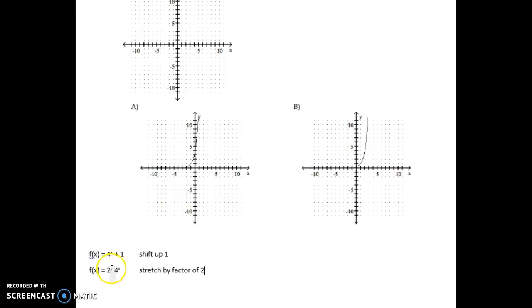A couple of other shifts, just to throw these in here for reference. If the 1 was outside the function like this, so you have 4 to the x, and then you add the 1, that's a shift upward by 1. And just to show a stretch, you'll get a stretch when you do multiplication. So if you had some number multiplied by the function, that would stretch the function.